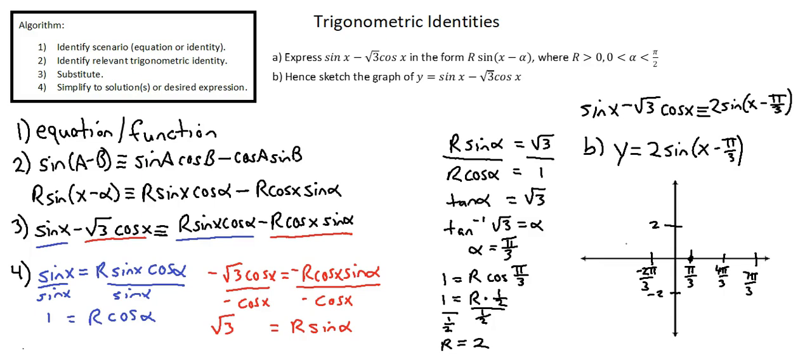Now we haven't been given an interval for the graph. I'll start at negative 2 pi over 3, down to negative 2, up through pi over 3, up to 2, down through 4 pi over 3, down to negative 2, and up through 7 pi over 3. This is the graph of the function y equals 2 sine x minus pi over 3. We've completed both requirements, and this concludes Trigonometric Identities, Example 6.